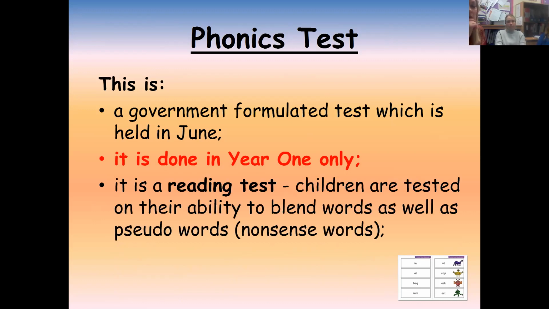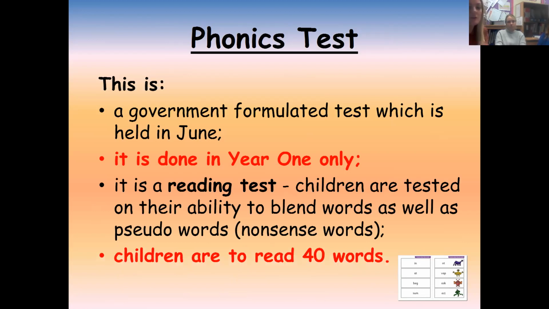It's a reading test, so children are tested on their ability to blend words as well as pseudo words, which are nonsense words. Your children might come home and you might hear the term alien word, and that's because of a lot of the software that we use. A lot of the pseudo words are put onto an alien, so some teachers call them alien words so that they know that it's a word that doesn't make sense. Children are expected to read 40 words, and out of those 40 words, they're expected to achieve 32 or more out of 40 to attain working at the correct standard within phonics.